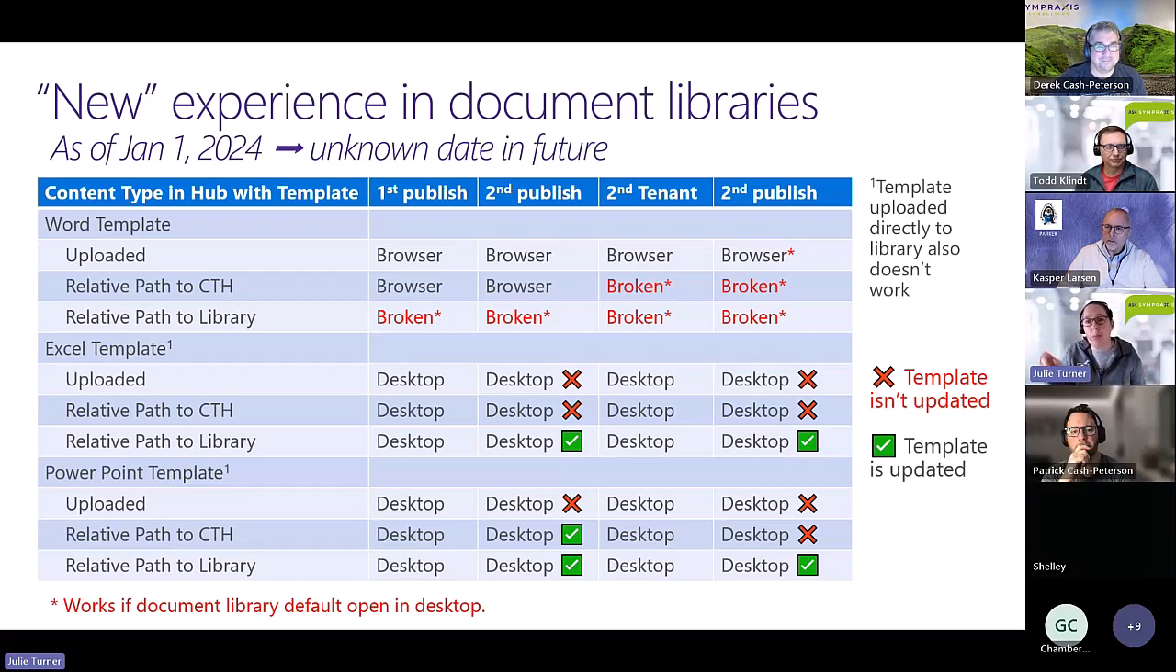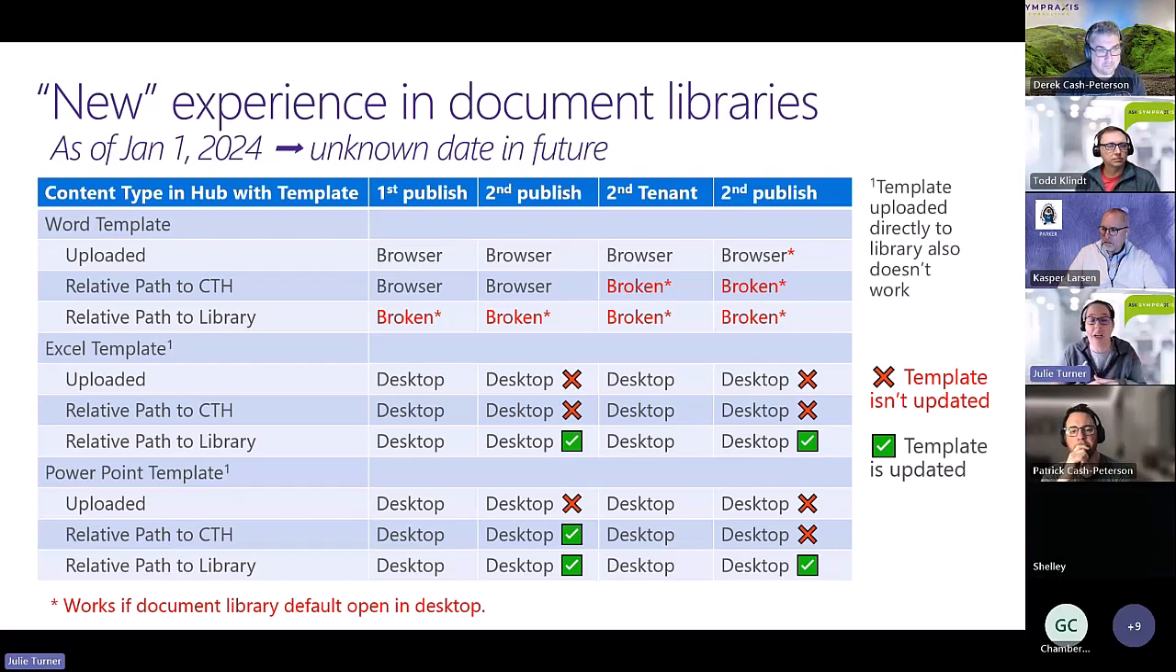Yeah, I could hit the new experience and it would make a new document based on that template and open it up in the browser. And it worked when I republished. I changed the template in the library, republished the content type, and it all worked.